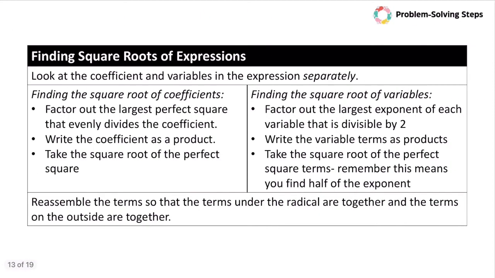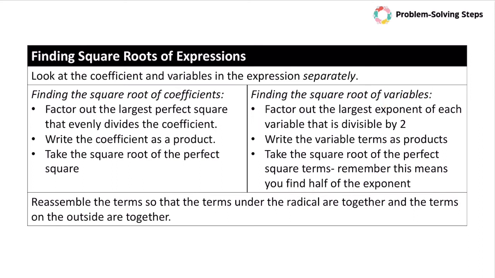So now let's put this together and find the square root of expressions. Because remember, expressions that we work with can have numerical portions and variables. So what we'll do is we'll use our strategy of looking at the coefficient and variables in the expression separately. So we'll find the square root of the coefficients by factoring out the largest perfect square that evenly divides the coefficient, then write the coefficient as a product and take the square root of the perfect square.